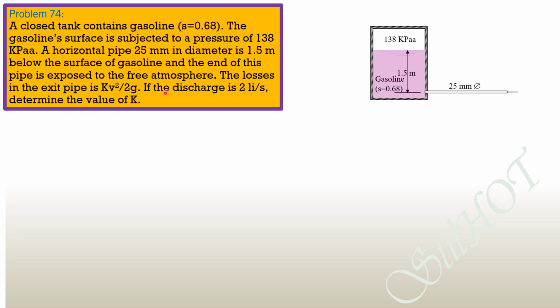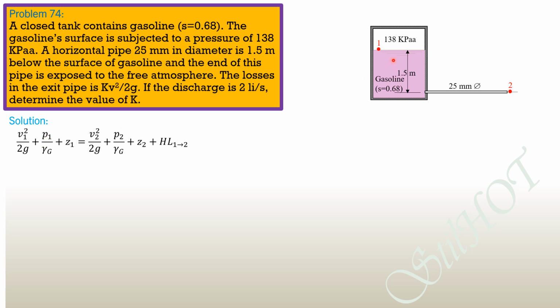So we write the energy equation between point 1 and point 2, and we consider absolute pressure. Velocity head at 1 plus pressure head at 1 plus elevation head at 1 equals velocity head at 2 plus pressure head at 2 plus elevation head at 2 plus head lost from 1 to 2. We select the datum to pass through point 2, so that the elevation head at 2 is 0 and the elevation head at 1 is 1.5. The velocity head at 1 is negligible.